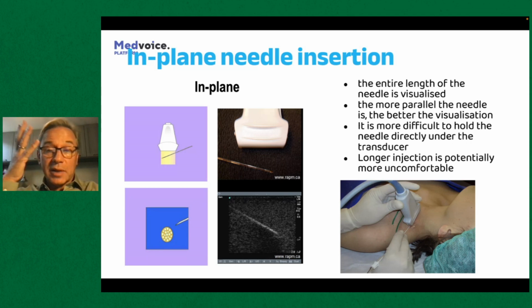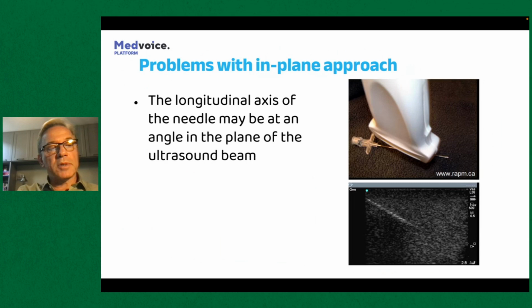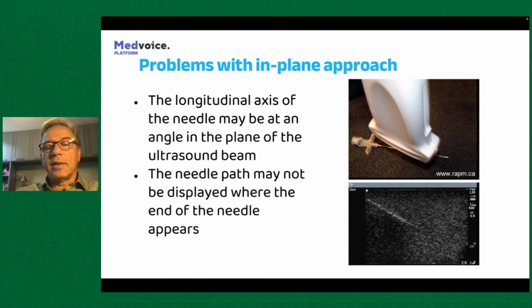Although it's a lot more difficult to hold the needle directly under the transducer, and the longer the injection is potentially quite uncomfortable for the patient. And what are the problems associated with this approach? The longitudinal axis of the needle may be at an angle, hence it will disappear from the beam, and the needle path may not be displayed where the end of the needle is.